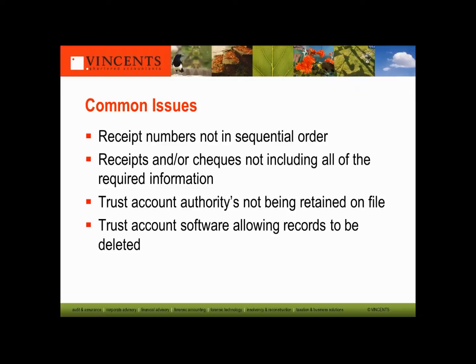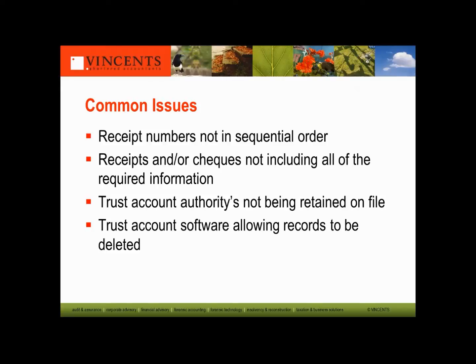Okay, some other issues that we've seen are where receipt numbers are not issued in sequential order. Again, most systems these days are sophisticated enough to ensure that trust receipts are issued in sequential order. However, instances can happen where receipts are cancelled. Hopefully your system will retain a record of that receipt being used and have a way of identifying that that receipt has been cancelled.